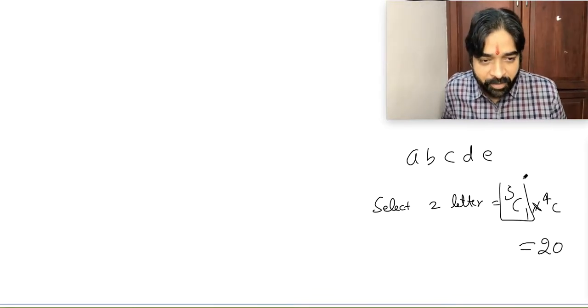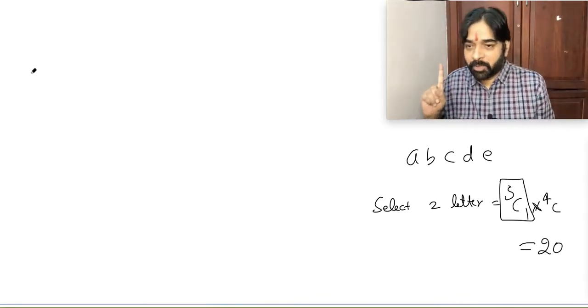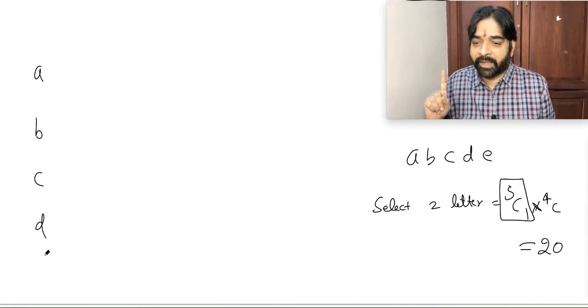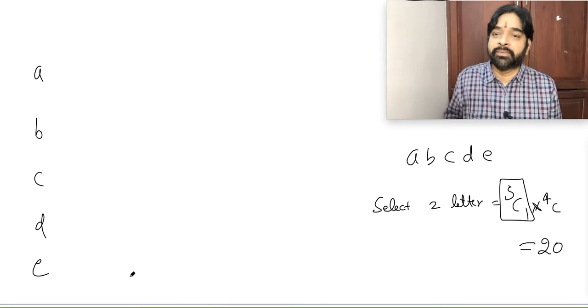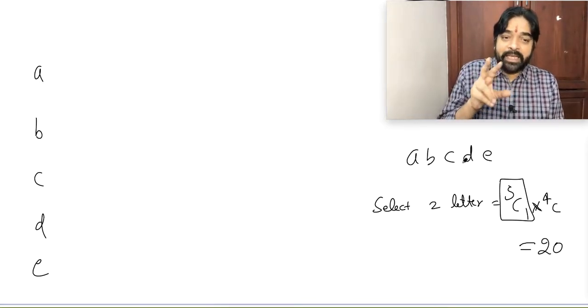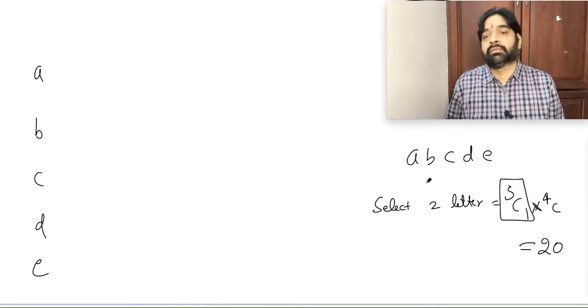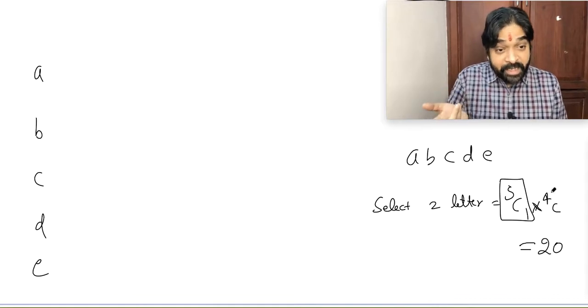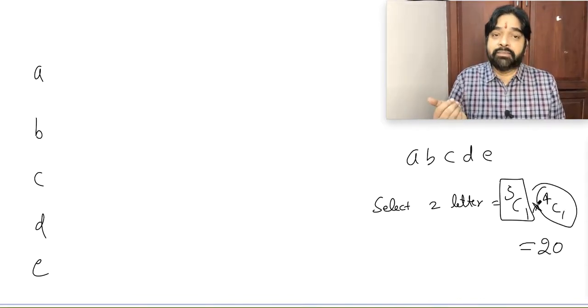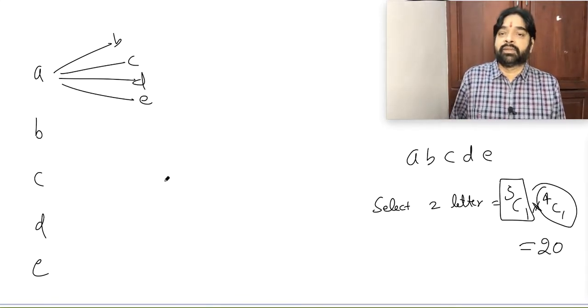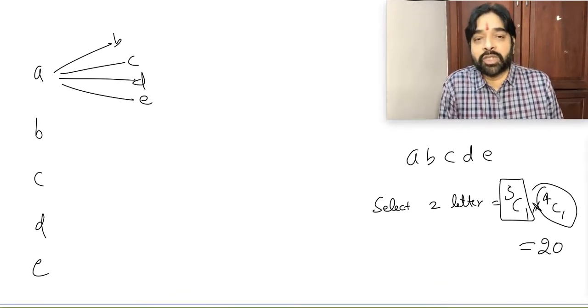First I am selecting 5C1, means 1 letter. So what is the possibility? Either I will get A, or I will get B, or I will get C, or I will get D, or I will get E. Yes or no? Suppose when I got A, so what is left? B, C, D, E. From B, C, D, E, I am doing 4C1. So how it will be? B, C, D, E. Yes or no?